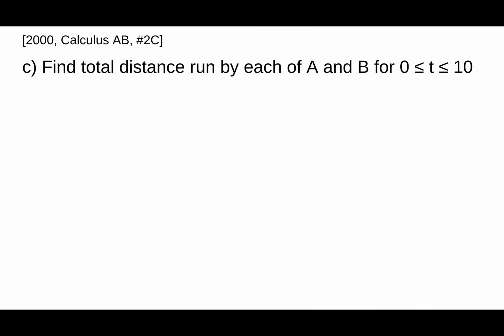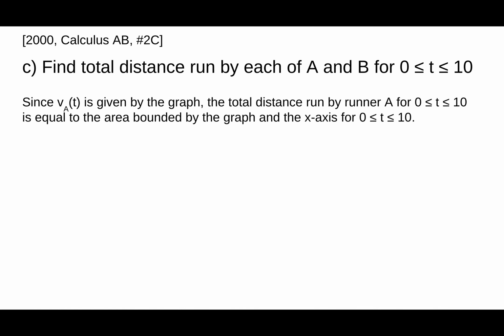In part C, we are asked to find the total distance run by each of runner A and runner B over the first 10 seconds. Since the velocity of runner A at time t is given by the graph, the total distance run by runner A for t from 0 to 10 is just the area bounded by the graph and the x-axis between 0 and 10.